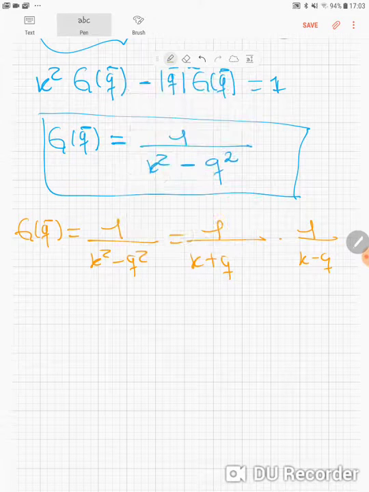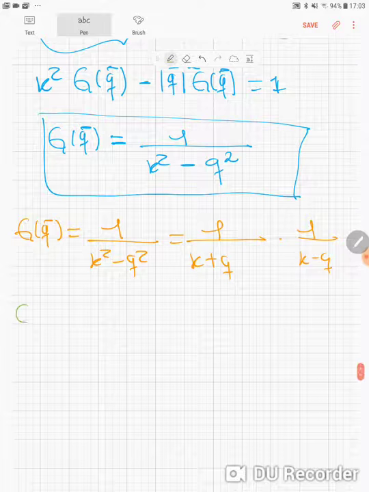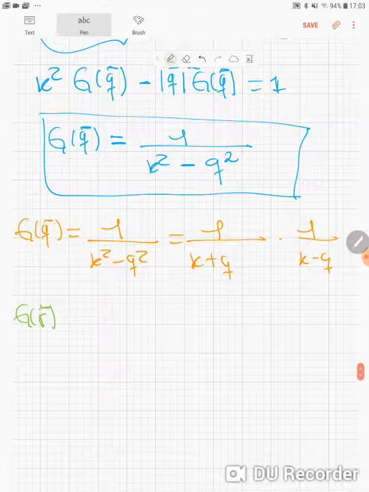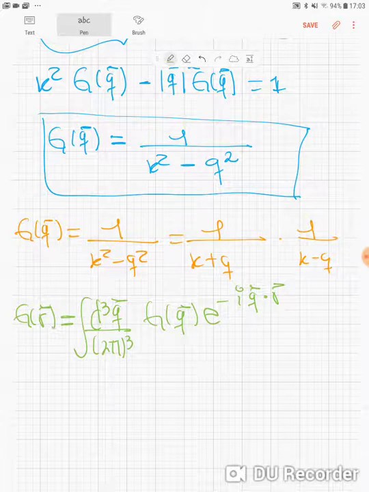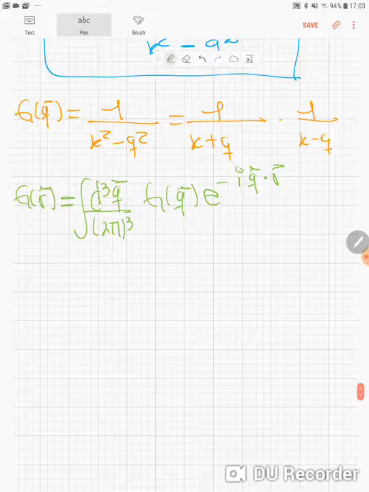Let's go to Green. The Green's function in the coordinate basis is equal to the integral over d^3q divided by (2π)^3 of g(q) e^(-i q·r). So this is the integral we have to solve. There's going to be some complex calculus around, not so complex, I hope.